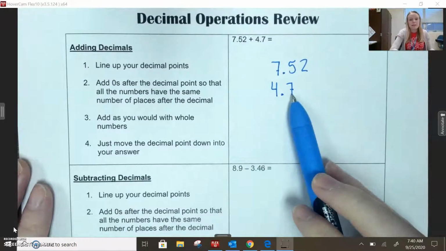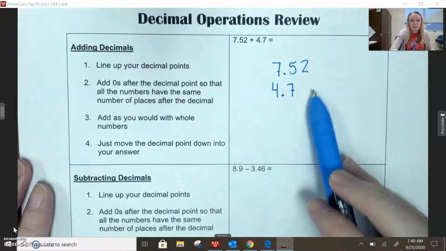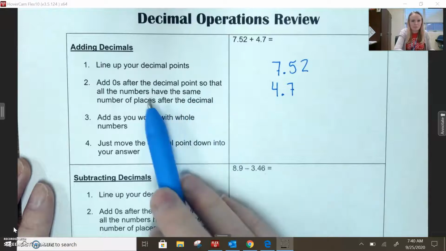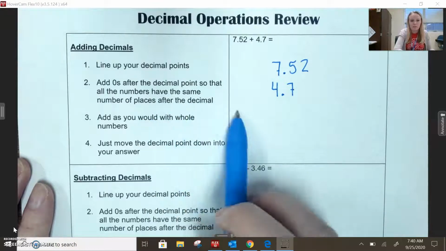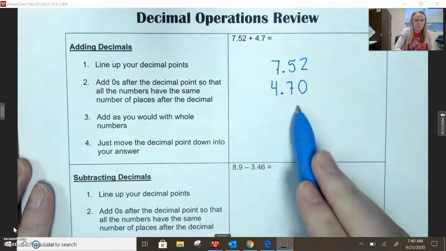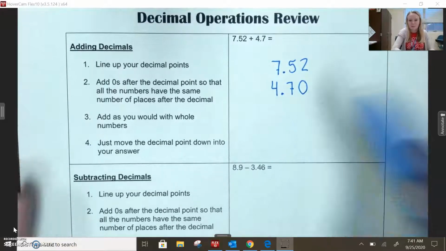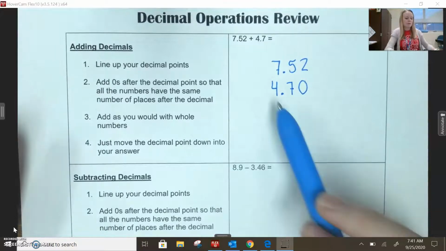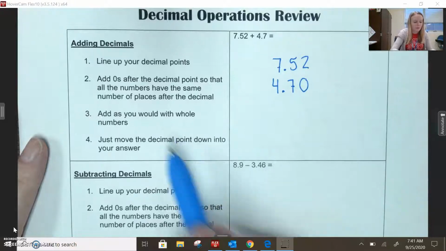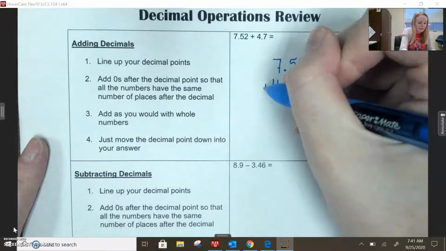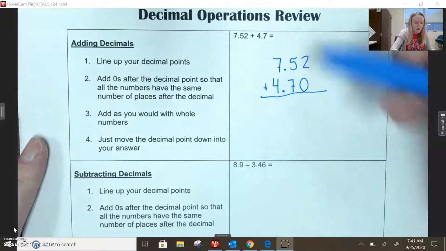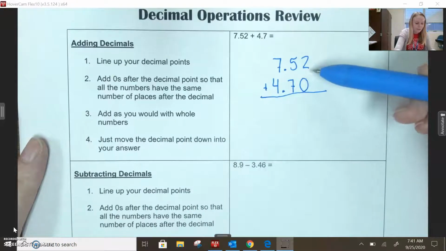Now that my decimals are lined up, there's nothing in this space right here. So what we do is we add a 0 after the decimal point so that all the numbers have the same number of places after the decimal. 4.7 is the same exact thing as 4.70. The 0 doesn't really change the number at all. It just makes it look a little bit longer, so it goes out to the 100th place just like the first number. Now that everything's lined up, all we have to do is add like we would with whole numbers, going from right to left.